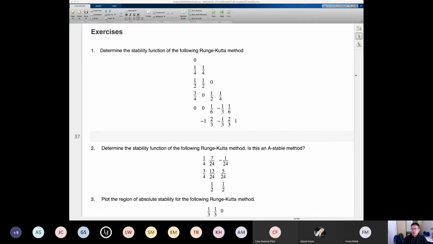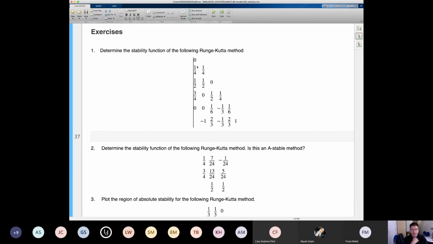You might be wondering why I don't label them 1, 2, 3, etc. MATLAB doesn't like you to start a file name with a number, so hence it's A, B, C, D. This live script is available to download from the Moodle area, and right at the bottom, you've got some exercises. I'm just going to show you how we can use MATLAB to help us determine stability functions and stability analysis for Runge-Kutta methods.